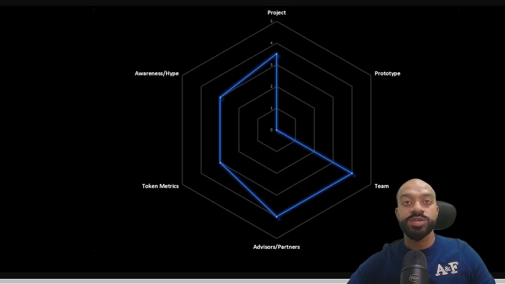Now, in terms of the actual team, I've given them a 4. They have a very strong team in general, with strong brands behind them from industry experience. Now, looking at the advisors, I've also given that a 4. They have advisors from previous blockchain projects, huge institutional and organizational partners. The one that really stands out to me, however, is their existing partnership with UBicycle.